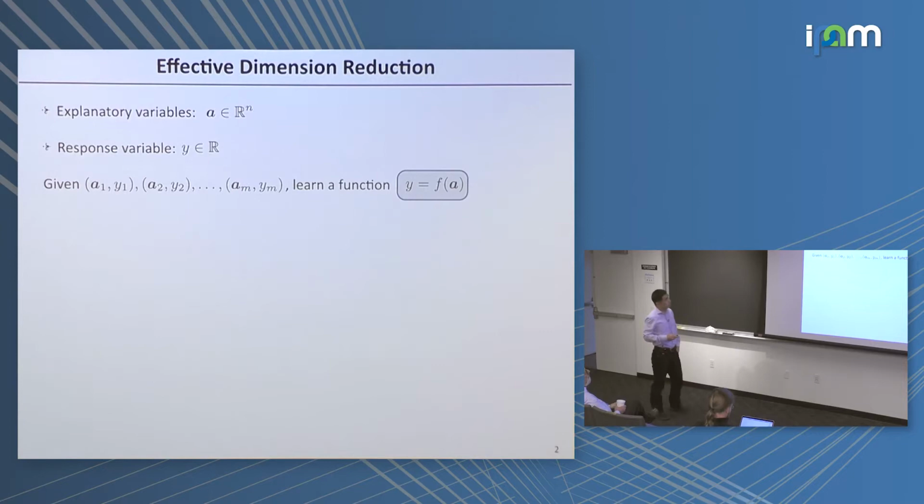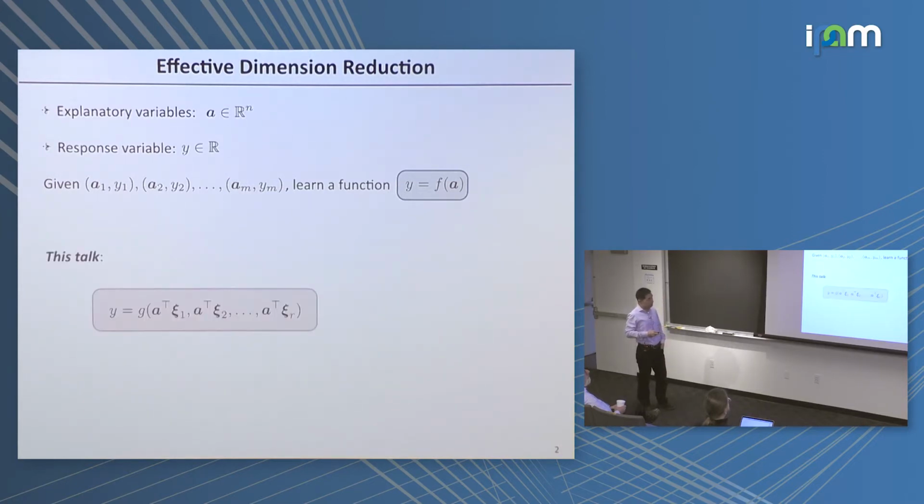So we have some input or explanatory variables A that are n-dimensional vectors and some output variable Y that are scalars, and given a collection of these input and output pairs, we want to learn a function mapping A, the input, to Y. Of course, to make this type of problem tractable in a high-dimensional case, typically it is useful to make some further assumptions on the structure of F.